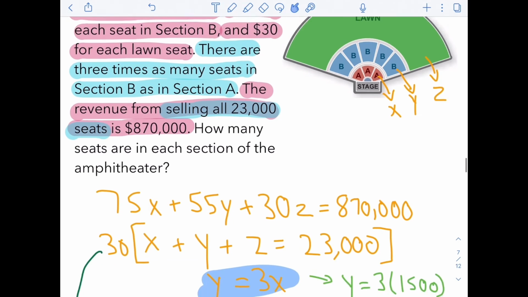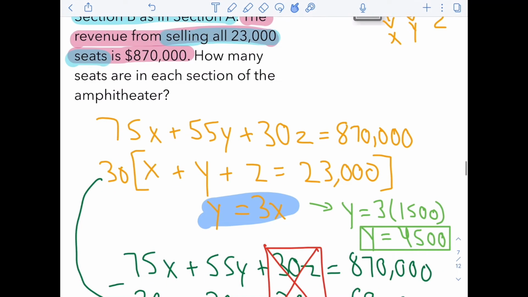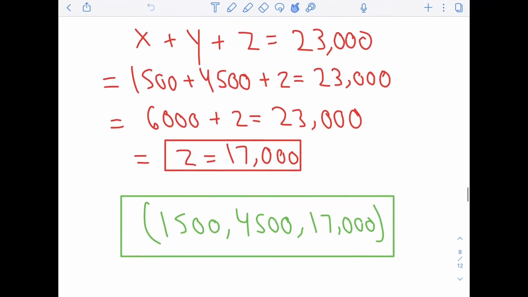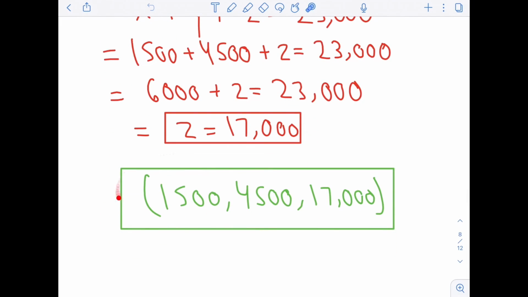So our solution makes sense, and you can substitute the x, y, and z values into these three equations right here to check your solution, and you'll get that it works. If you were to look at this graphically, these three equations right here represent three planes, and these three planes are going to intersect at this point right here, 1,500, 4,500, 17,000.